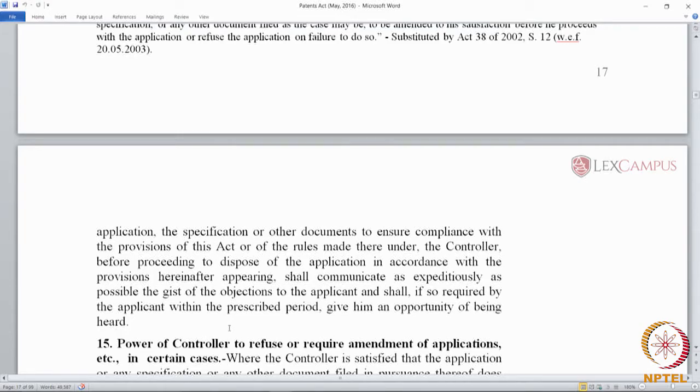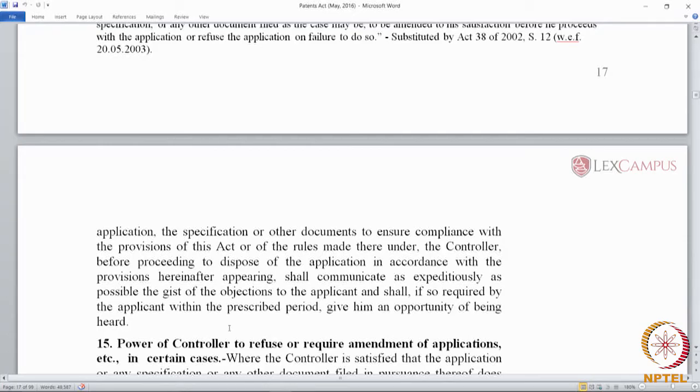Section 14, if you go to the Patent Office website, there are controllers' decisions. Thousands of decisions have now been posted. Many of the decisions are opinions of the controller, opinions that are given either granting a patent or rejecting an application. So, these are the Patent Office decisions, what we call the controller's decisions.